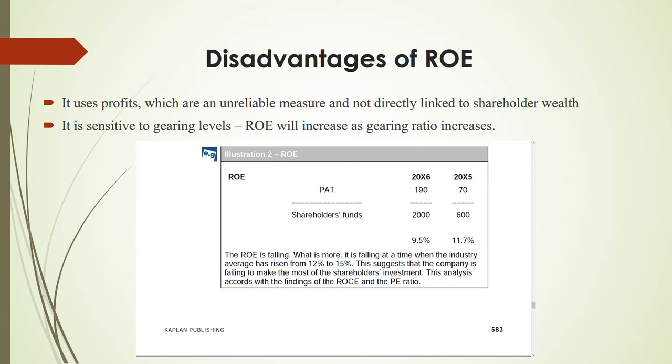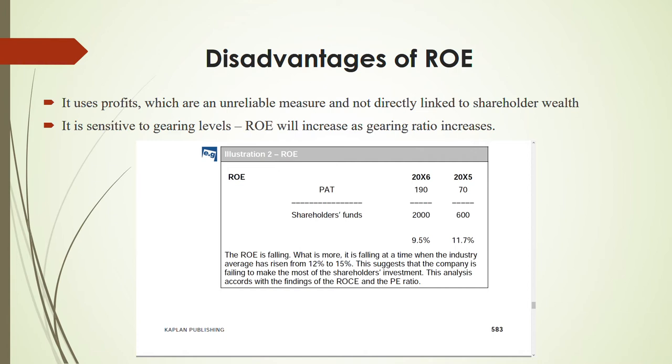So it has increased from 12 to 15. What does this suggest? You have to come up with answers like this. Don't just stop at this increase, this decrease, full stop. No, you will not get your full marks. Remember it. Interpretation is very important. You have to interpret. So this suggests that the company is failing to make the most of the shareholders' investment.